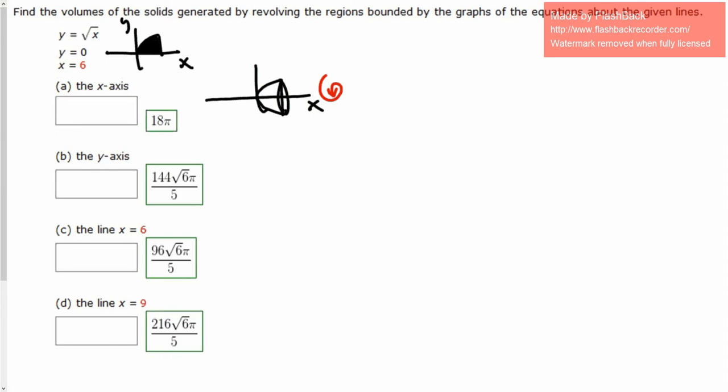Now, if I take that and look at the so-called disk method, the radius is going to be perpendicular to the axis of revolution. So the axis of revolution is the x-axis. So the radius here has a thickness of delta x. Now we need to measure the length of the radius. So the radius is with respect to x, and it has a height of the square root of x.